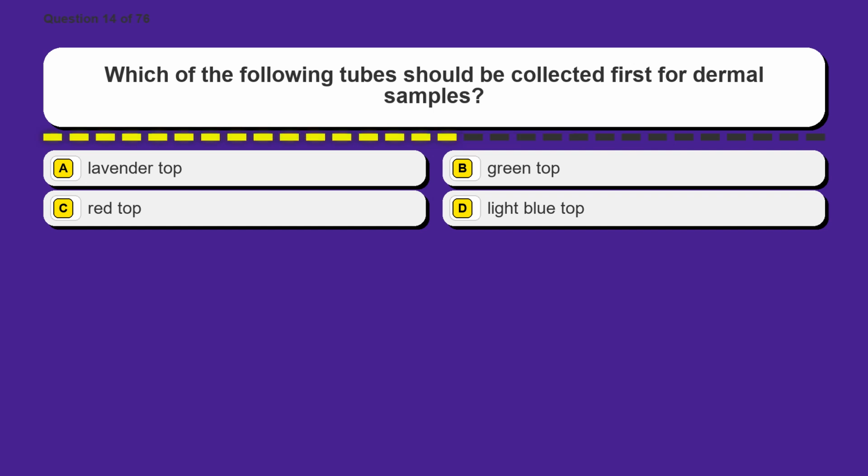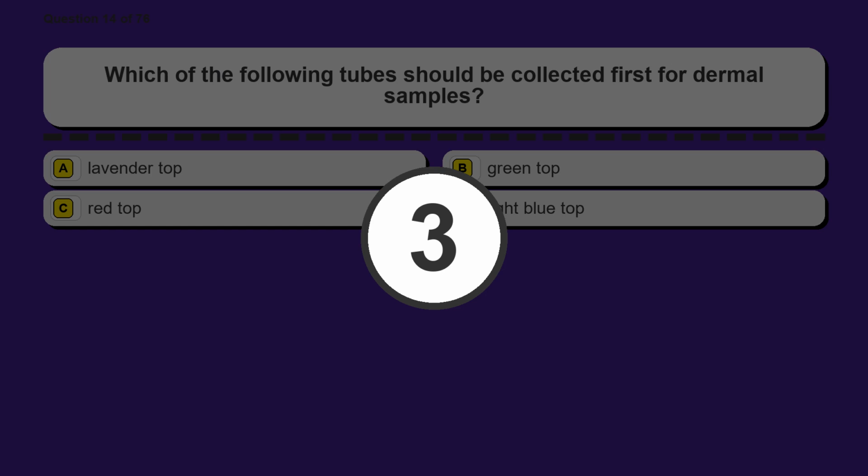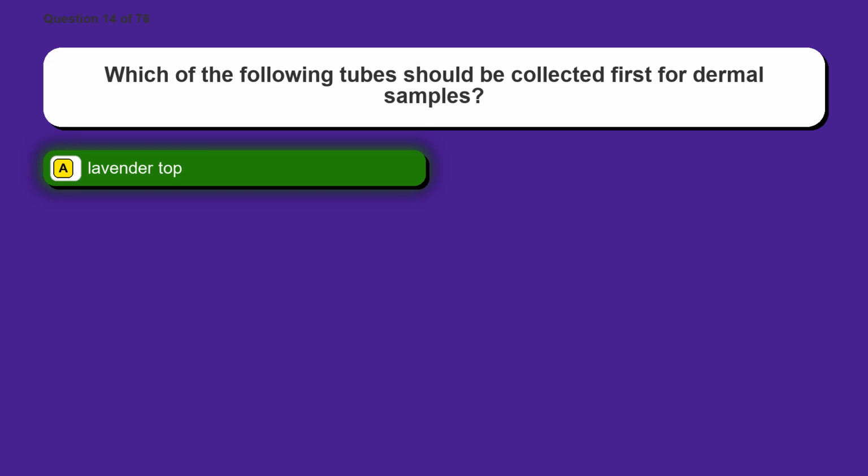Option A, lavender top. Option B, green top. Option C, red top. Option D, light blue top. The correct answer is option A, lavender top.